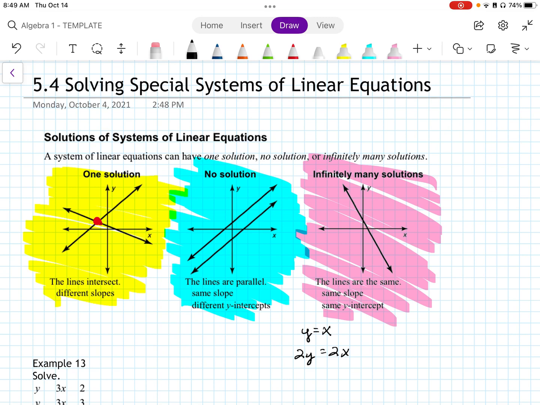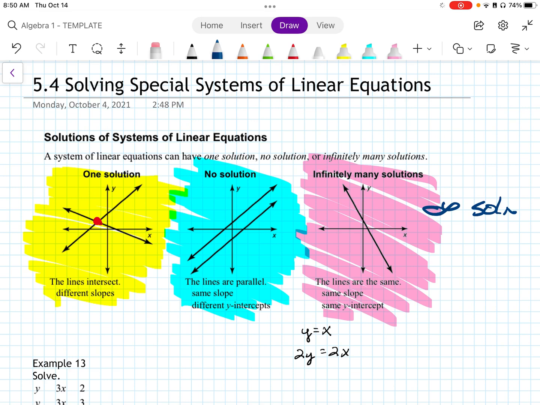So these are our three scenarios. We could have two lines that cross at a point. We could have two lines that are parallel and never cross. Or we could have two lines that are actually the same line, so they lie on top of each other and they have infinitely many solutions. Normally, I like to write this infinitely many as infinite solution, and that's a little bit faster to write for me.